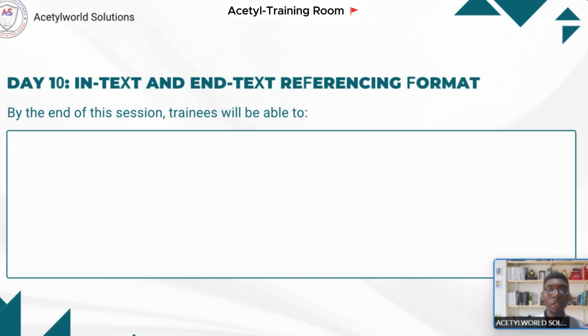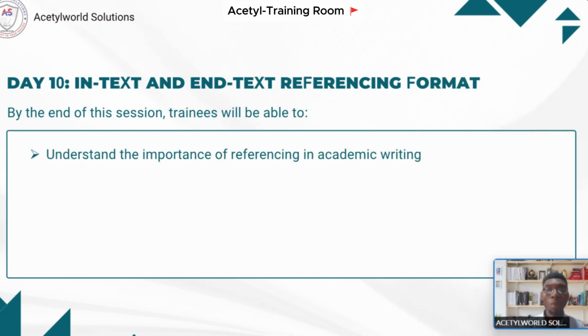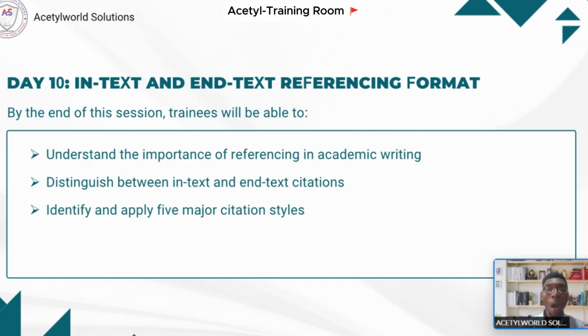By the end of this class, you will be able to understand why referencing is critical in academic writing. Also, distinguish clearly between in-text and end-text citation. Identify and apply 5 major referencing styles, that is APA, MLA, Chicago, Harvard, and so on. Format references accurately using real examples. If you have ever felt confused about referencing, don't worry, after today you will have a clear method to apply in all your future writing.